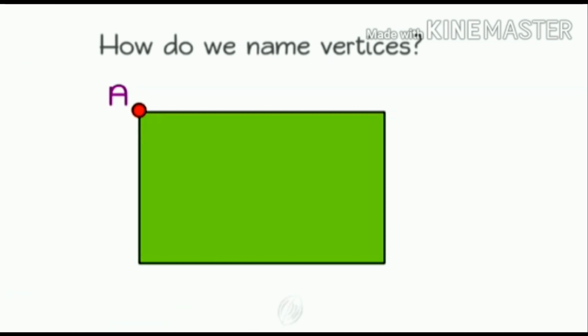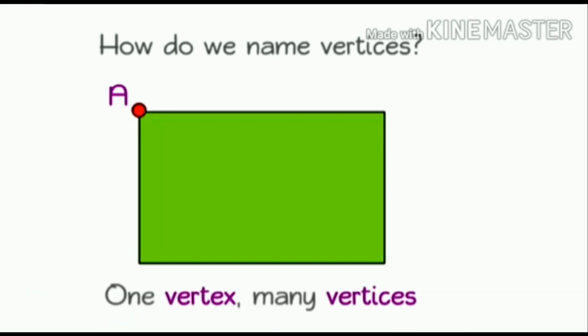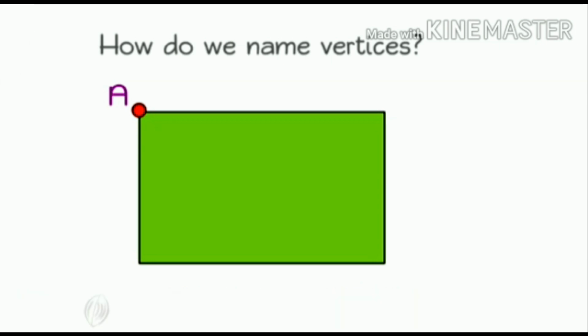So, we can pick this vertex and call it A. I use the word vertex because we are talking about a single point. One vertex, many vertices. Now we can go around the remaining vertices and call them B, C and D.